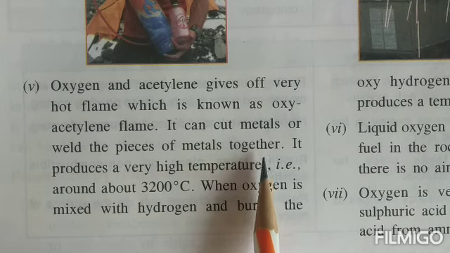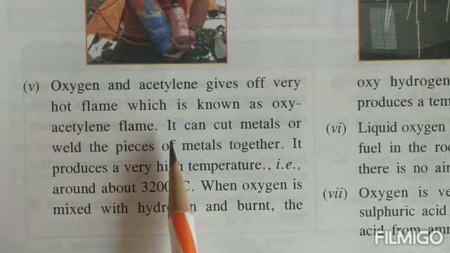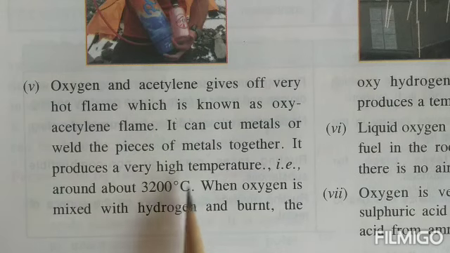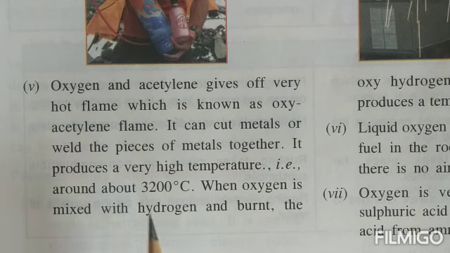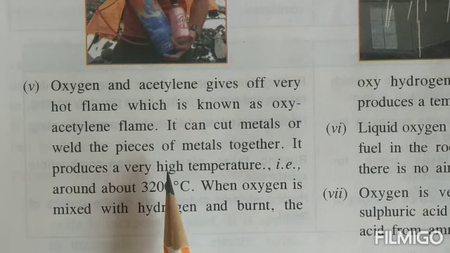Now suppose we take a block of iron. It is not easy to cut it into pieces, but when it is subjected to the oxyacetylene flame, where this flame falls onto the block of iron, it melts the iron there, and when it melts this metal piece, it breaks into as many pieces as we want. It can also be used for welding. Welding means to join two pieces together.